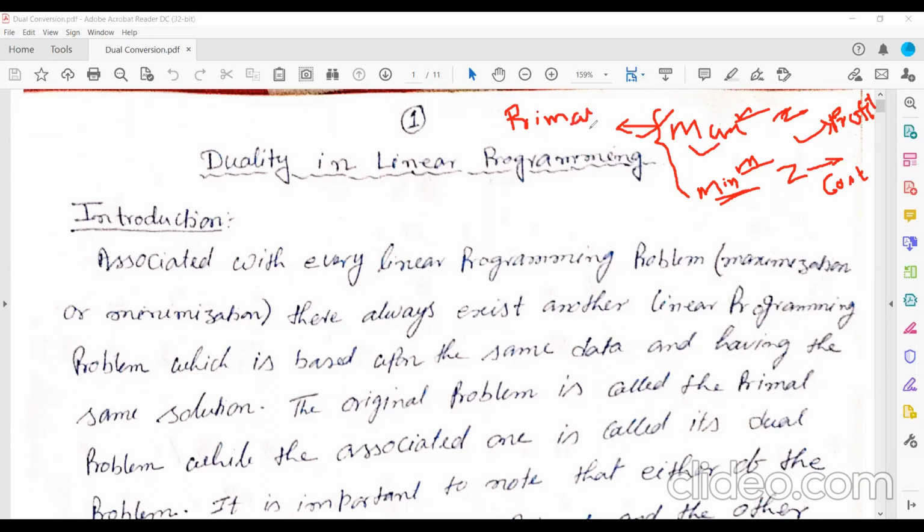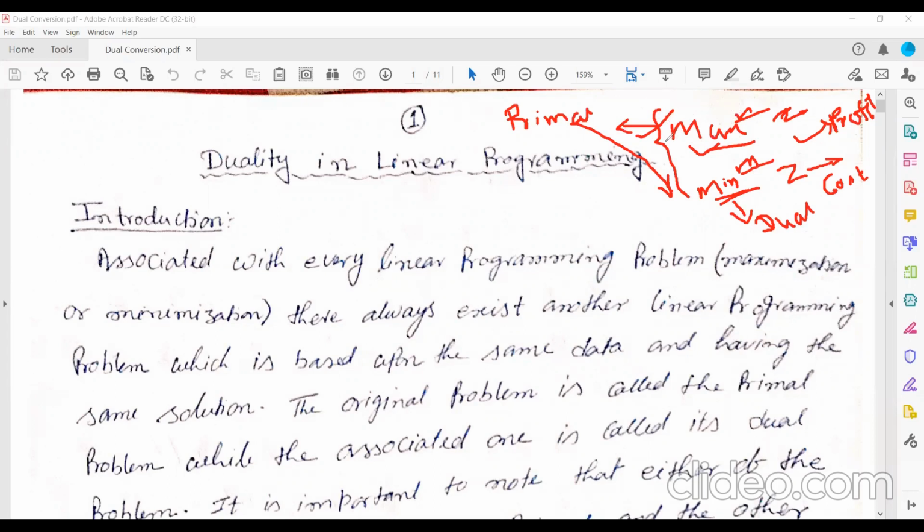And from the primal, whenever you get another linear programming problem, that linear programming problem is called your dual, or the duality of the primal linear programming problem. Did you get my point? What I'm trying to say here?